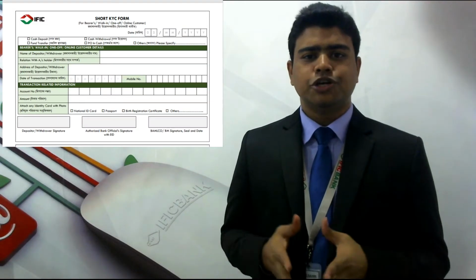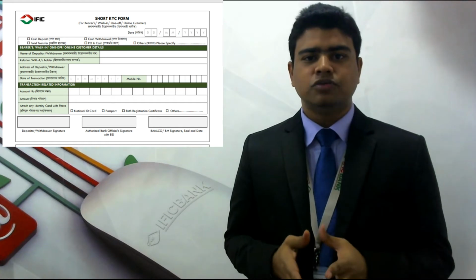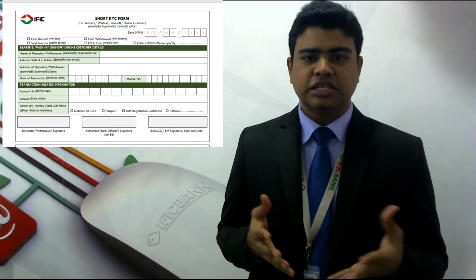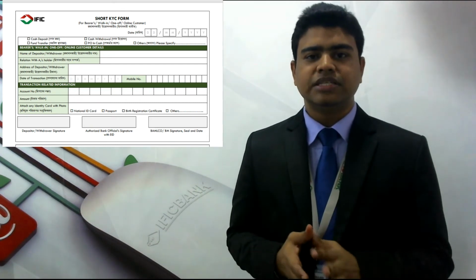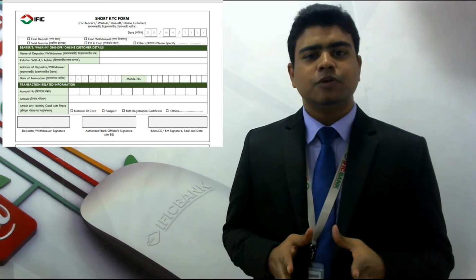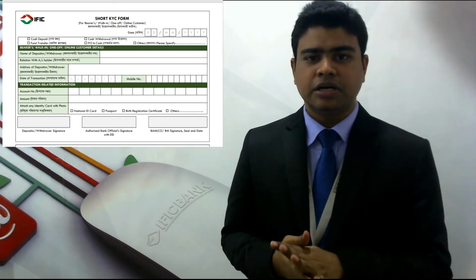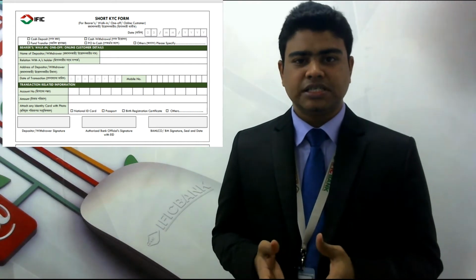Now come to the short KYC form. When a walk-in customer makes a transaction of taka 5 lakh or more, then the transaction officer fills up a short KYC form where some information is written down carefully, like name of the depositor or withdrawer, relationship with account holder, address of this depositor or withdrawer, date of transaction, and transaction related information.